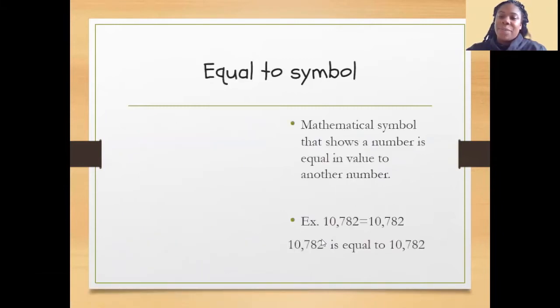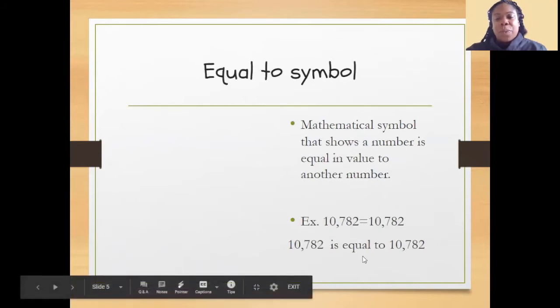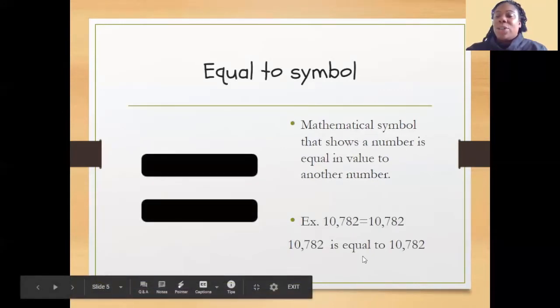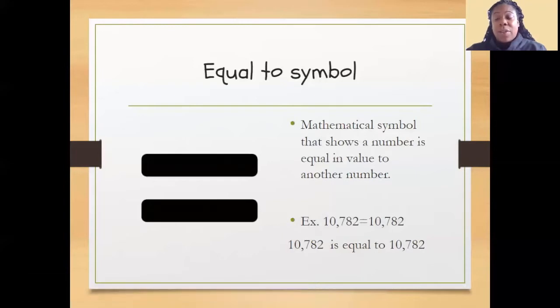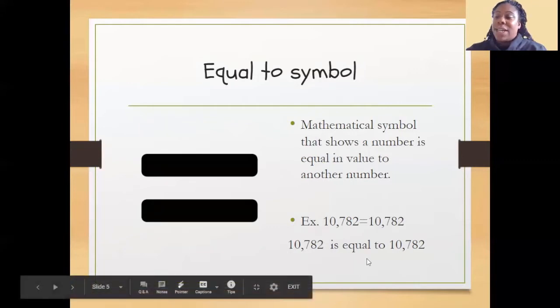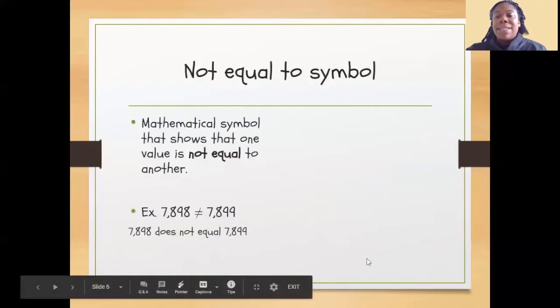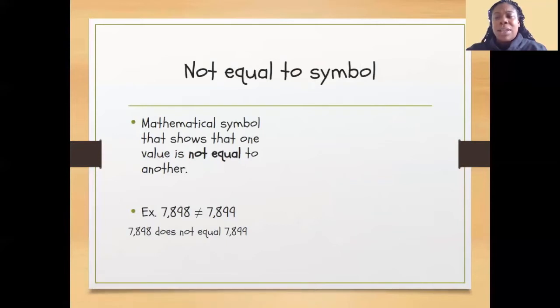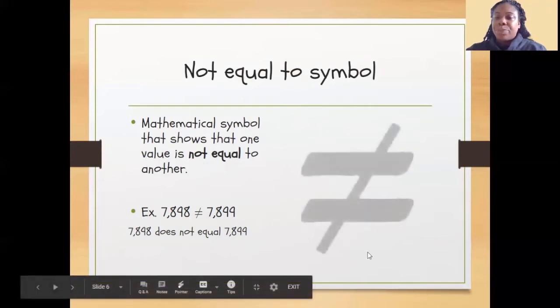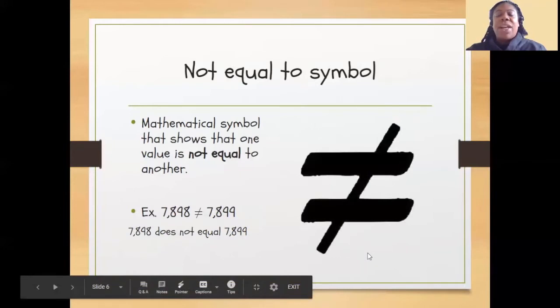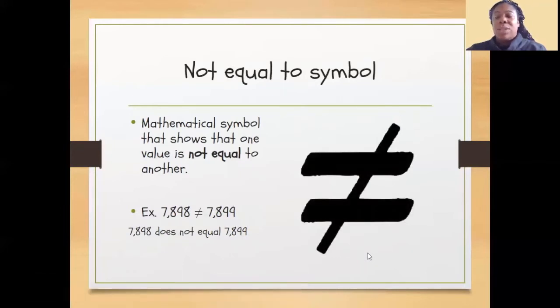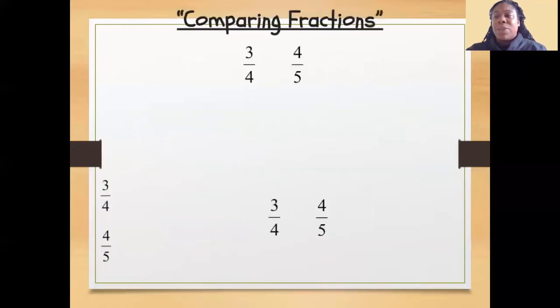There it is, our equal to symbol. It's a mathematical symbol that shows a number is equal in value to another number. 10,782 is equal to 10,782. And our last symbol is the not equal to symbol. We don't see this often, but we will see it. It's a mathematical symbol that shows that one value is not equal to another, and this is what it looks like. 7,898 is not equal to 7,899. Let's get started and practice with our symbols.